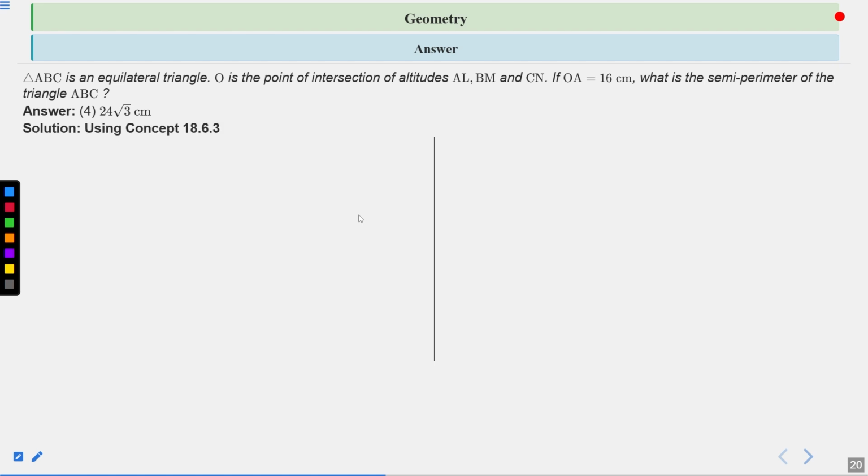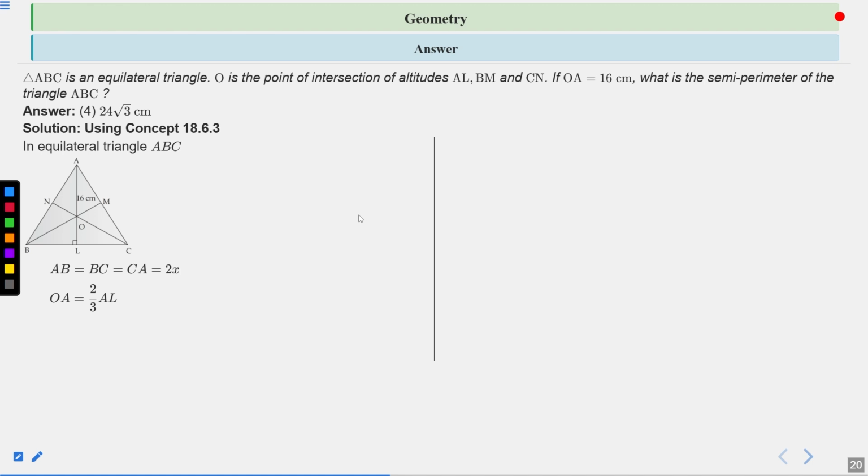Now see the detailed solution of this question, using concept 18.6.3. In equilateral triangle ABC, this will be the diagram, because the triangle is equilateral and we draw all three altitudes AL, BM and CN which meet at a point O. It is also given that the length of OA is 16 centimeter. So we can let AB equals BC equals CA, which is 2x.